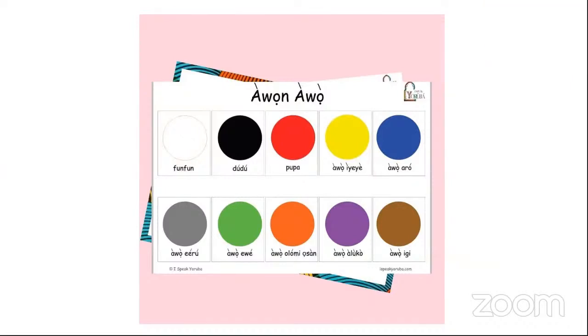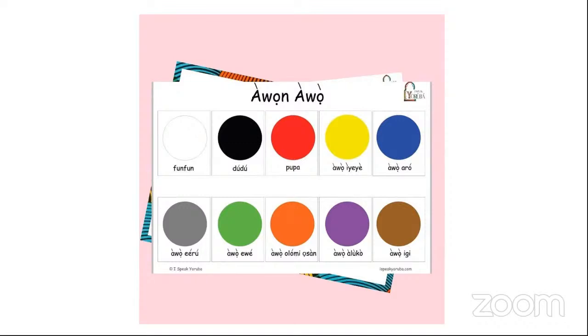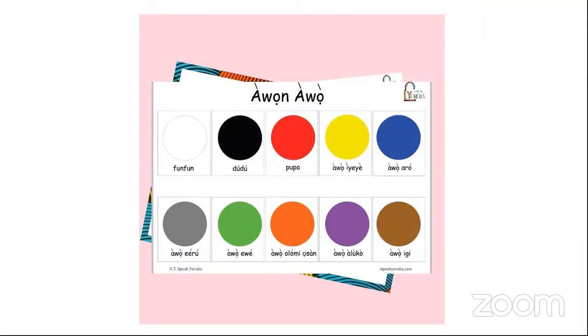Aluko. It's not aluku, it's aluko. Aiden, you are saying ku instead of ko. Ko. Awo aluko. Yes. And brown.